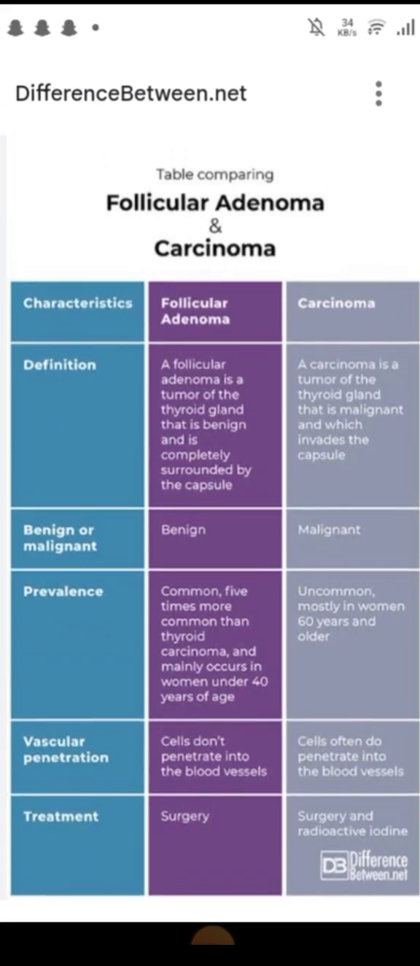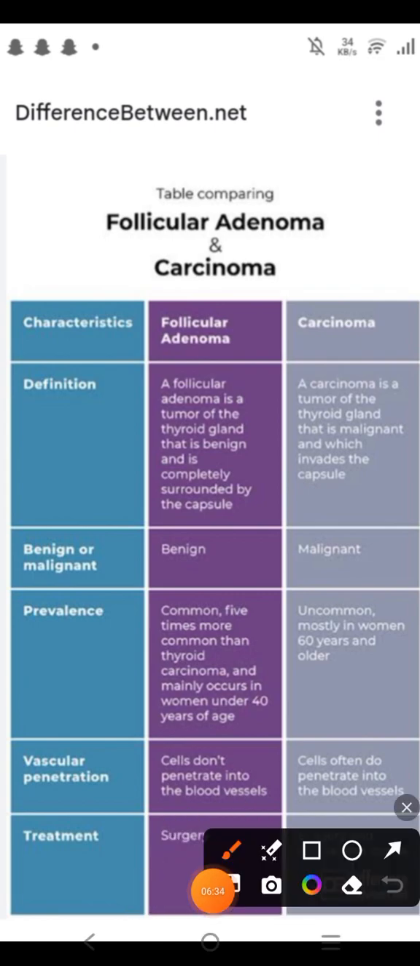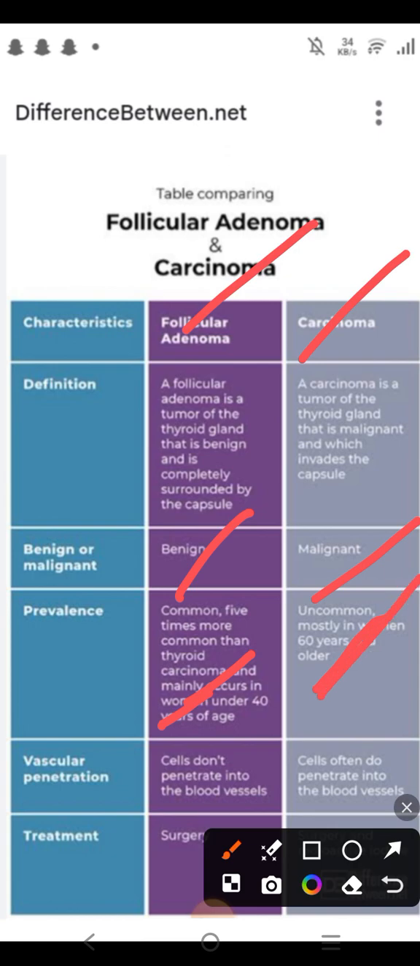Here is the difference: adenoma is a benign tumor, while follicular carcinoma is obviously a malignant tumor. In prevalence, adenoma is more common and carcinoma is uncommon. Adenoma is common in women under 40 years of age. All thyroid related issues are more or less very common in women, as you have also seen many women with hormonal issues. Carcinoma occurs in women 60 years and older.